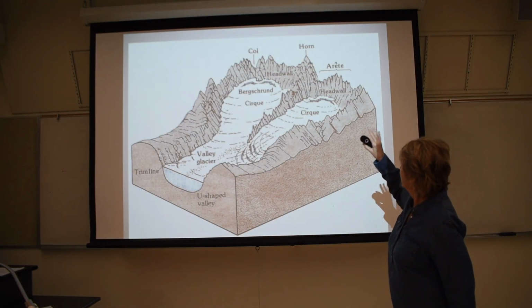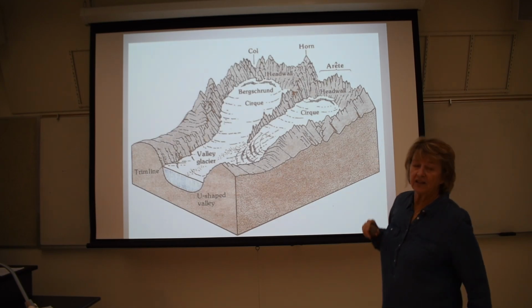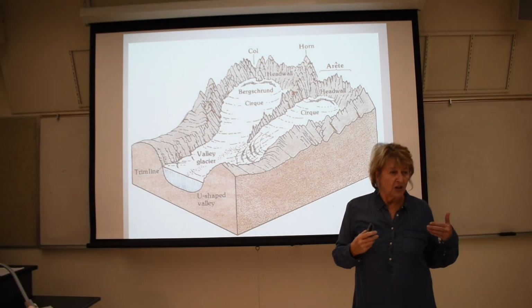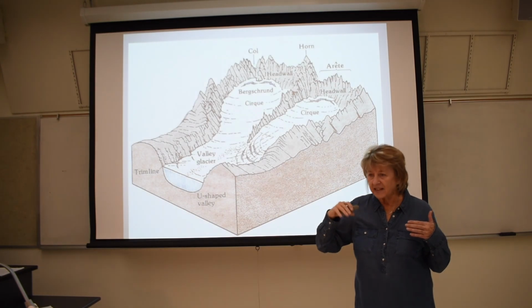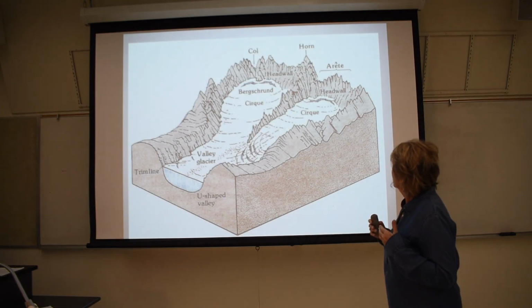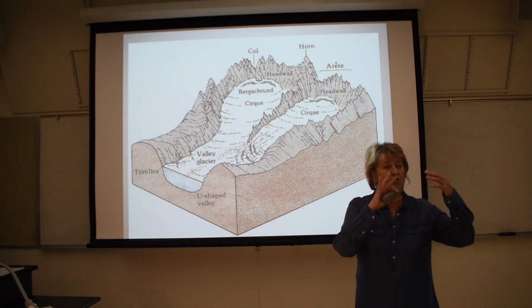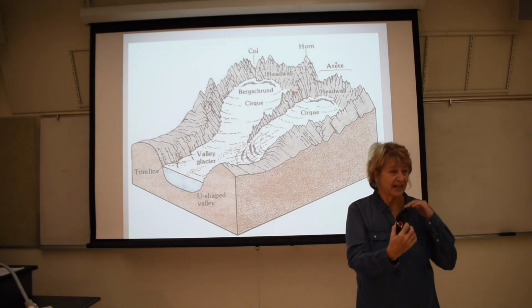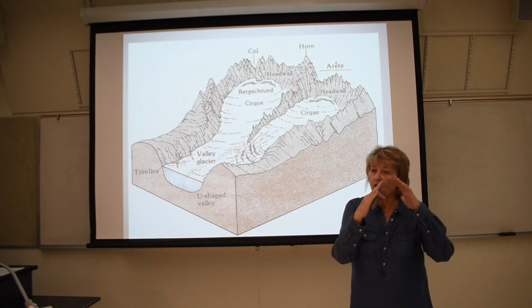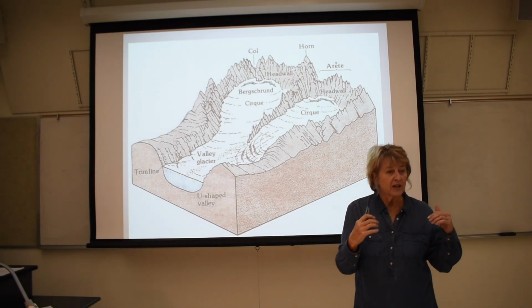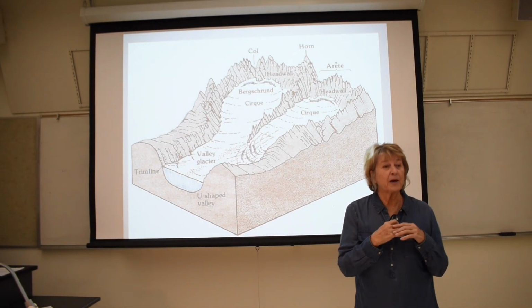Some of the carved out landscapes that you see in the backside, like arêtes, those are real sharp, jaggedy peaks on the mountaintops. Horns are when the mountaintop has been carved away on three sides. Okay, and that leaves a horn. If it's carved away on all four sides, that's called a Matterhorn.